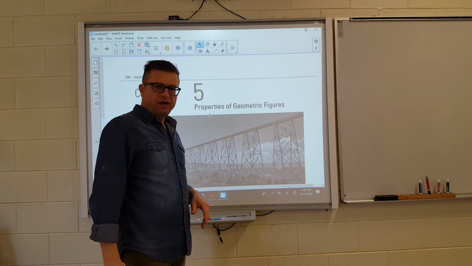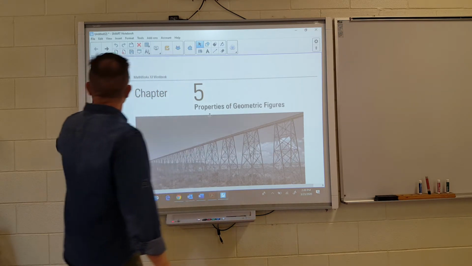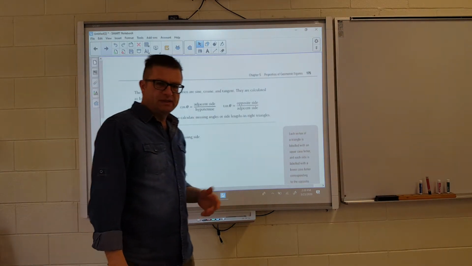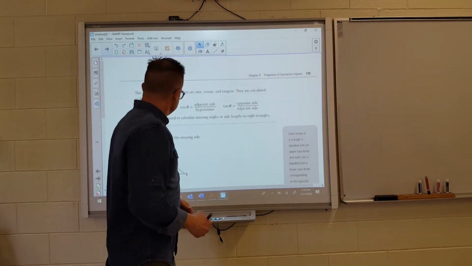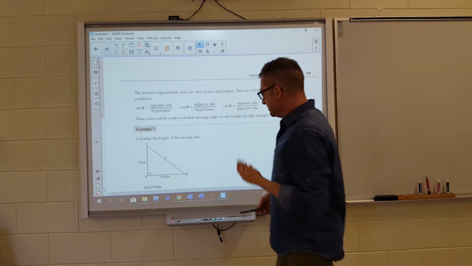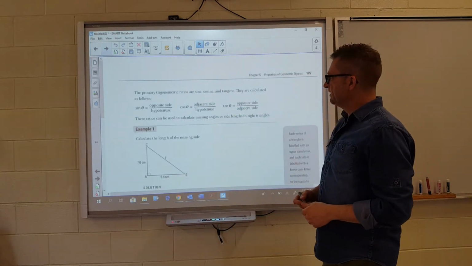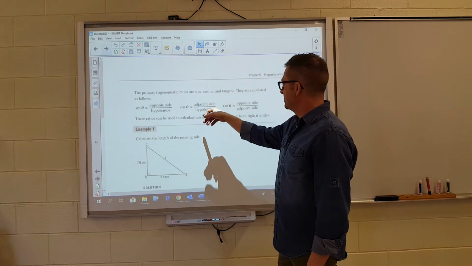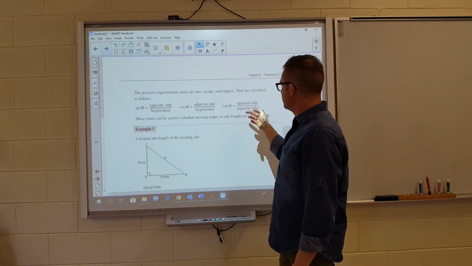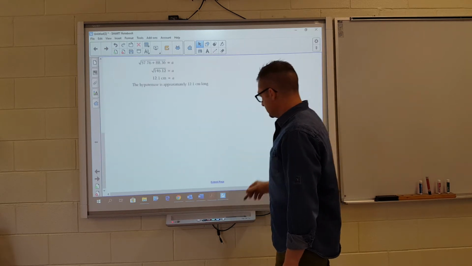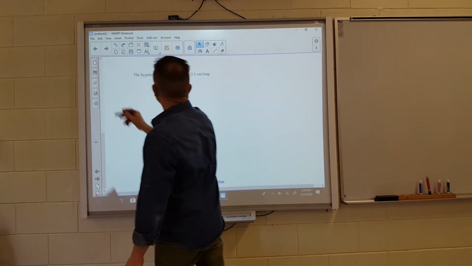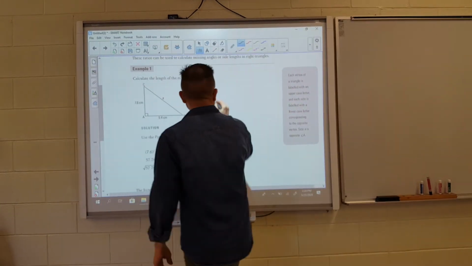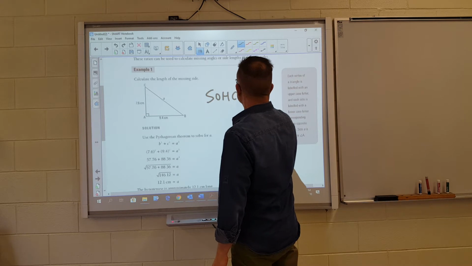I thought we'd look at the workbook a little bit, maybe to help you get started. So chapter 5, properties of geometric figures. We'll just go through a couple of examples and then you can take off from there. Example 1 is just good old grade 10, 11 trigonometry. We've got the sine, opposite over hypotenuse, cosine, adjacent over hypotenuse, tan, opposite over adjacent. Remember that was SOHCAHTOA. And you probably remember that from the last 2 years, right?